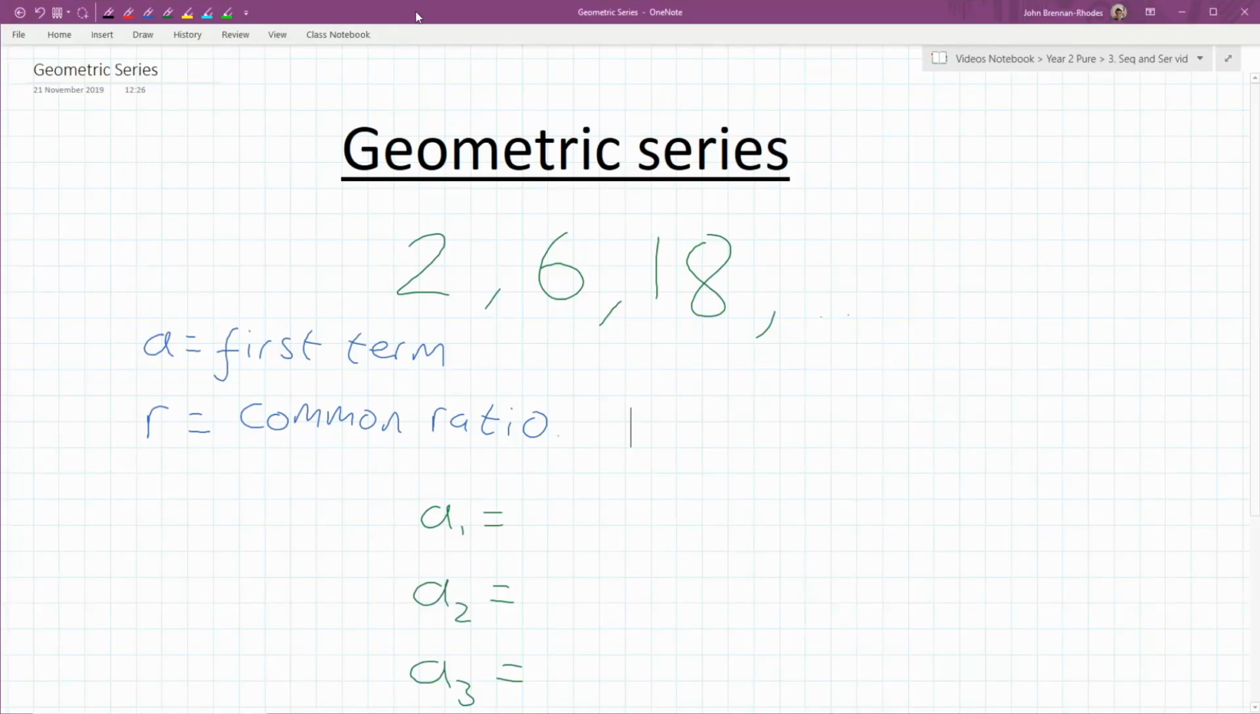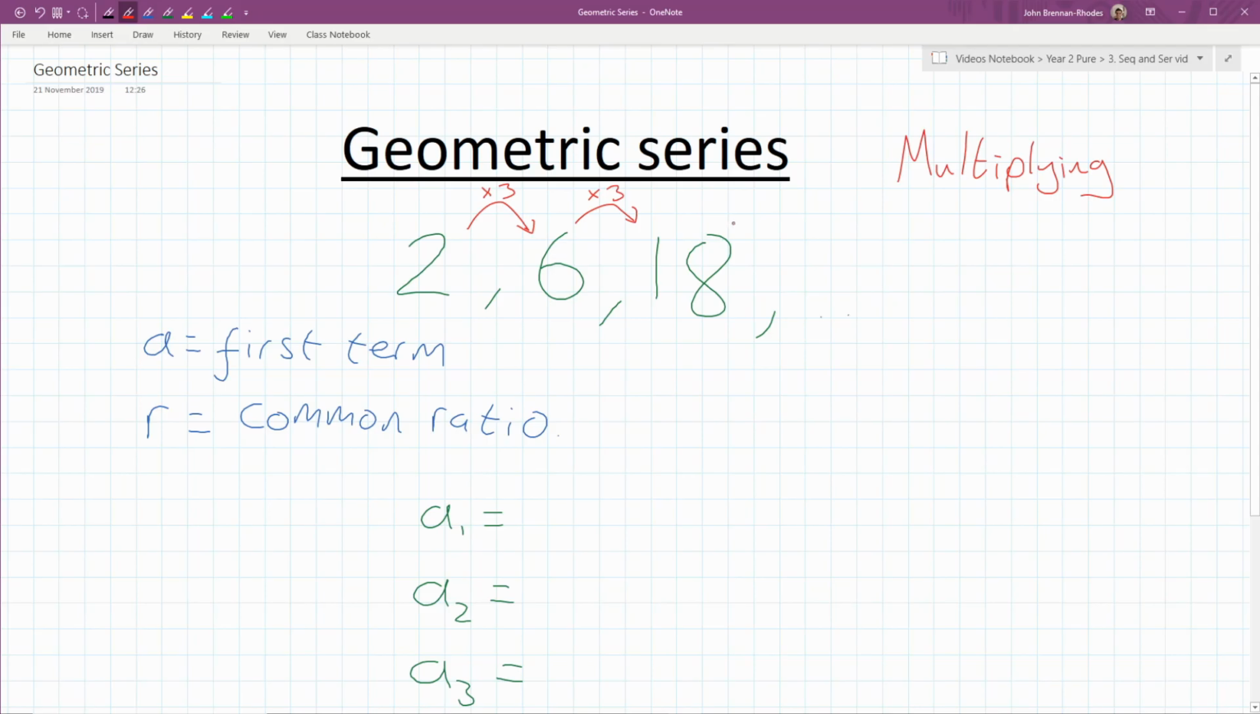Okay, now we're going to move on to geometric series. And the key thing about geometric series is it's about multiplying. So, what can we see here? Say we've got 2, 6, 18. Well, you might be able to see that what we're doing is multiplying by 3 each time.